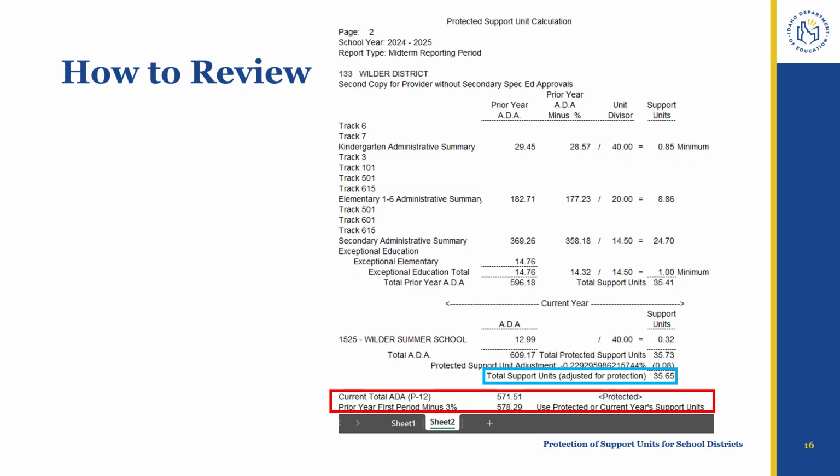Please note, the report will always calculate total protected support units, emphasized in blue. But be aware that these support units will not be applied to funding if the report doesn't also show protected.